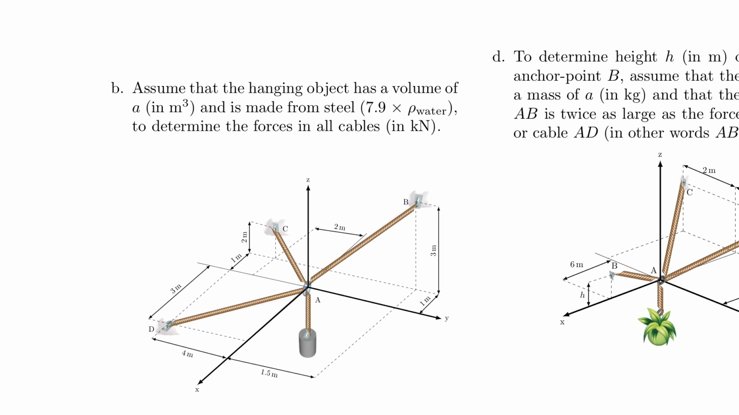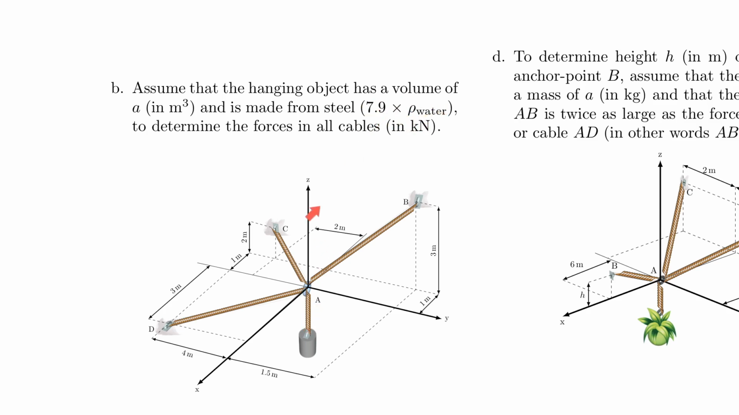Now it becomes interesting, right? So now we actually have a completely random system here. There's no symmetry whatsoever, so you have to set up your equilibrium equations, and you also have to assume that this thing here is made from steel, and steel is just 7.9 times as heavy as water. That's what this here means, right?